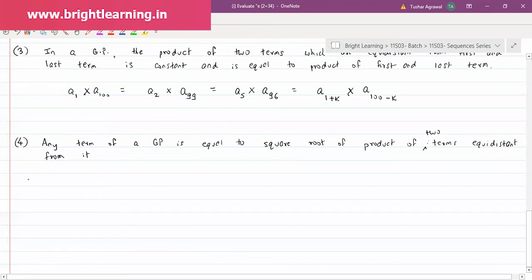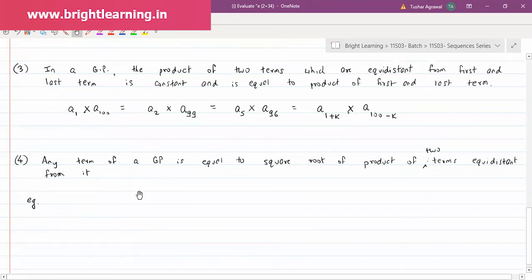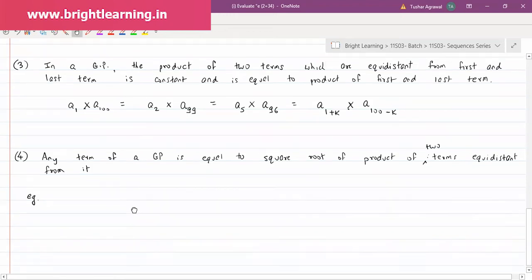Sir, in the third geometric progressions point, in the first line, what have... Shall I continue with the fourth property?